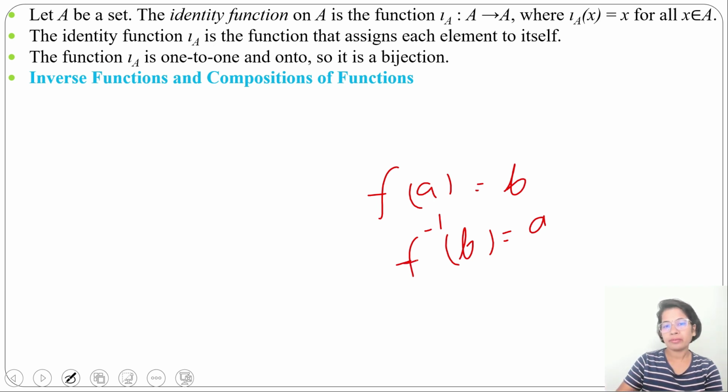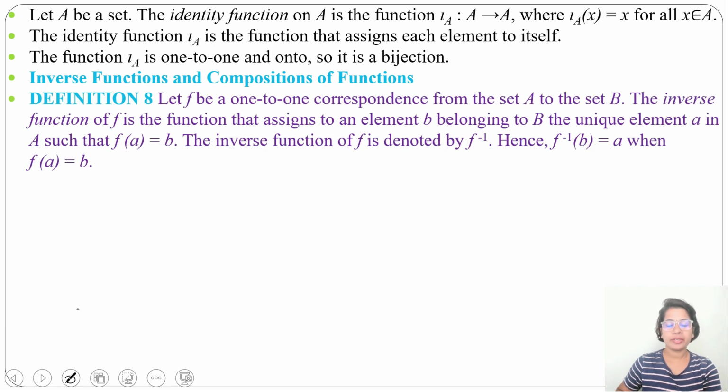It's the inverse of a function. Now the definition of inverse function: let f be a one-to-one correspondence from set A to set B. If a function is not a one-to-one correspondence, we cannot find its inverse. One-to-one correspondence means it's a bijection, both one-to-one and onto. Then only we can find its inverse. The inverse function of f is the function that assigns to an element b belonging to set B the unique element a in set A such that f of a equals b. If f of a equals b, f inverse b equals a.